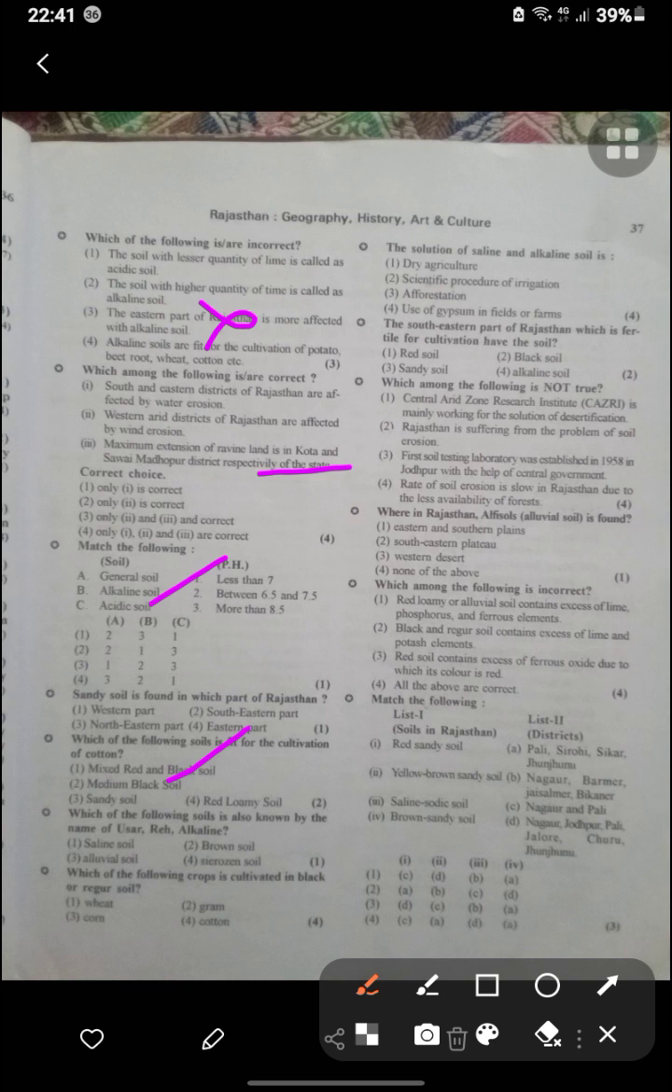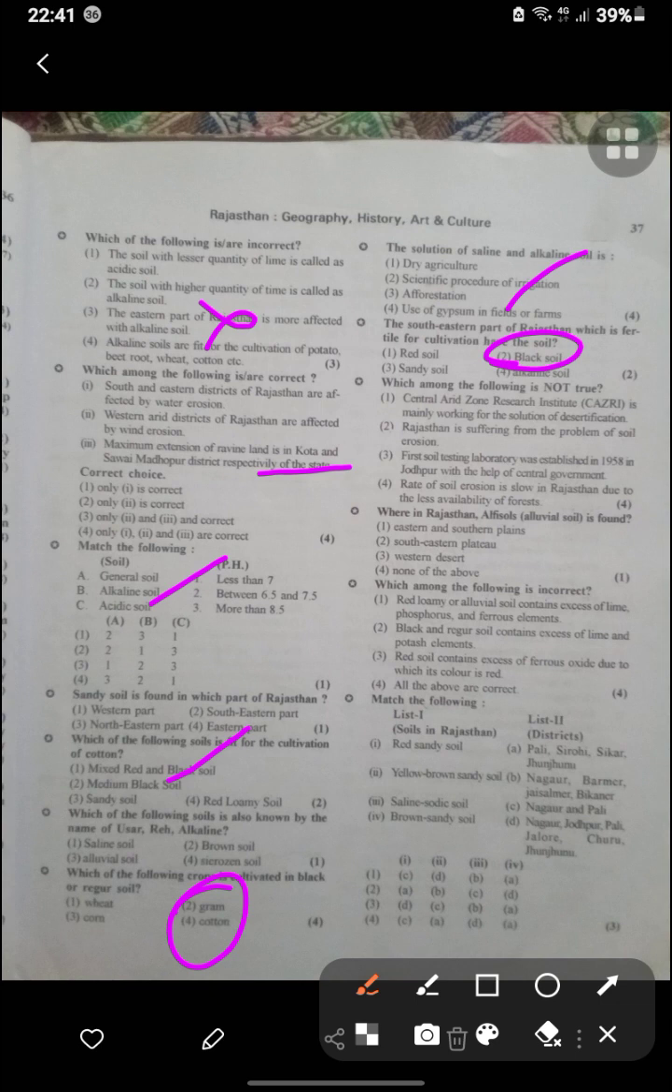That is saline soil. Which of the following is cultivated in black and Regur soil? That is cotton. The solution for the saline and alkaline soil is the use of gypsum. The southeastern part of Rajasthan, which is fertile for cultivation, has black soil. Which among the following is not true? The rate of soil erosion is slow in Rajasthan due to the less availability of forest. So that is not true.